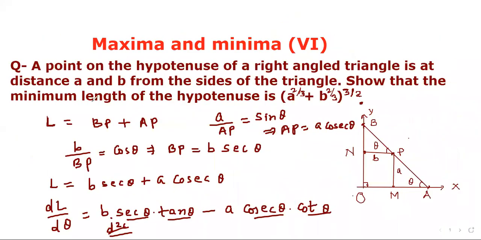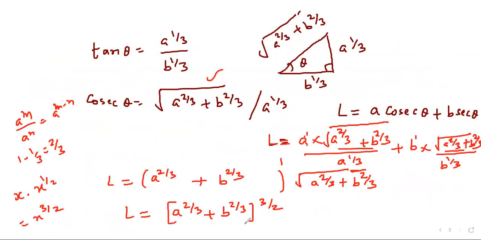Now let's go back to the question. Here question was the minimum length of the hypotenuse is a power 2/3 plus b power 2/3 whole power 3 by 2. And our result is here L equal to a power 2/3 plus b power 2/3 whole power 3 by 2.